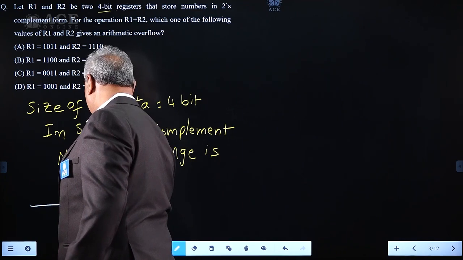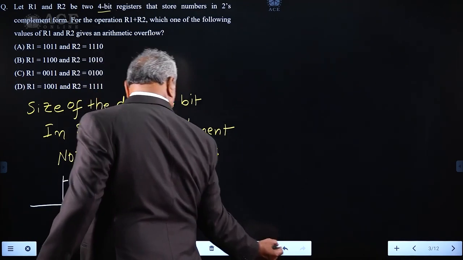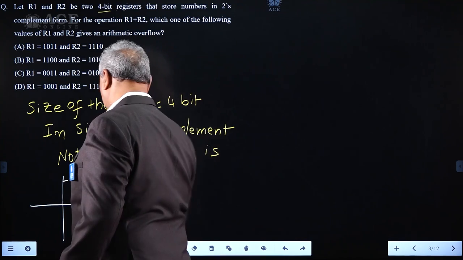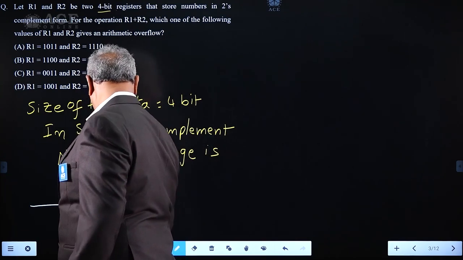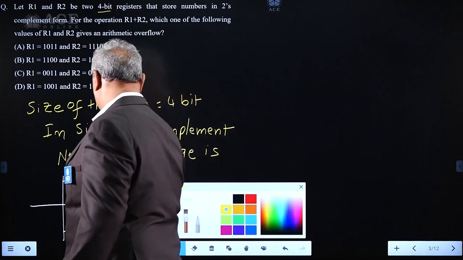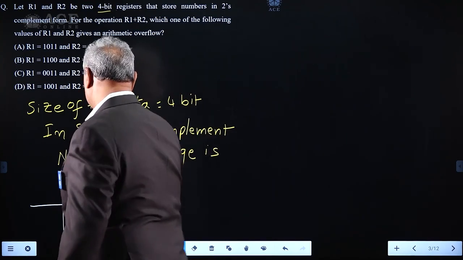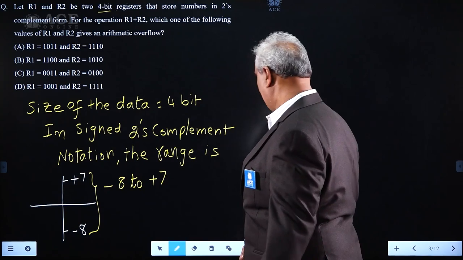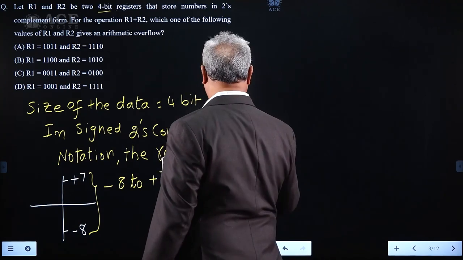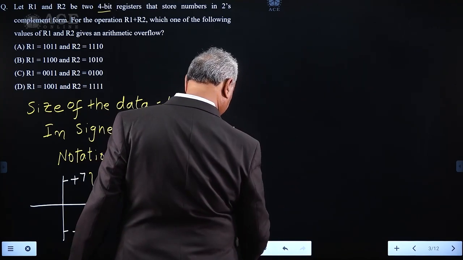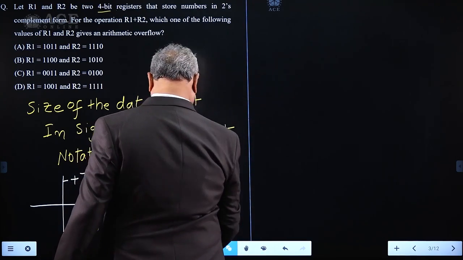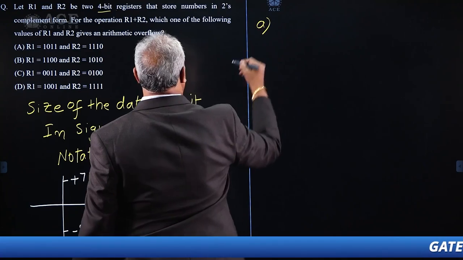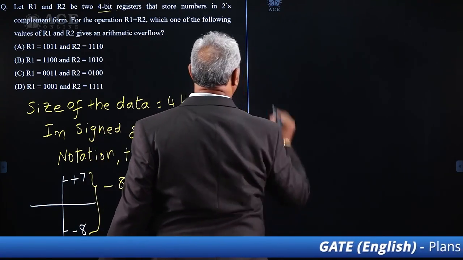It is -8. It is +7. It is the range provided by the same. Now what about option A? If we consider option A, come to option A once.